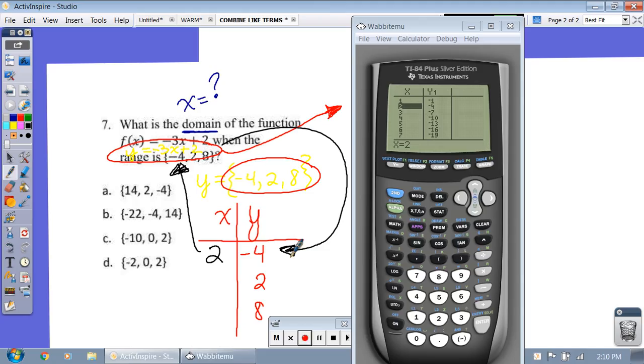So let's find the next one. Let's find out when y is 2. When y is 2, the input, or the x value, is 0. And when y is 8, it is negative 2. So we just match it up. Negative 2, 0, and 2. Your answer is D.